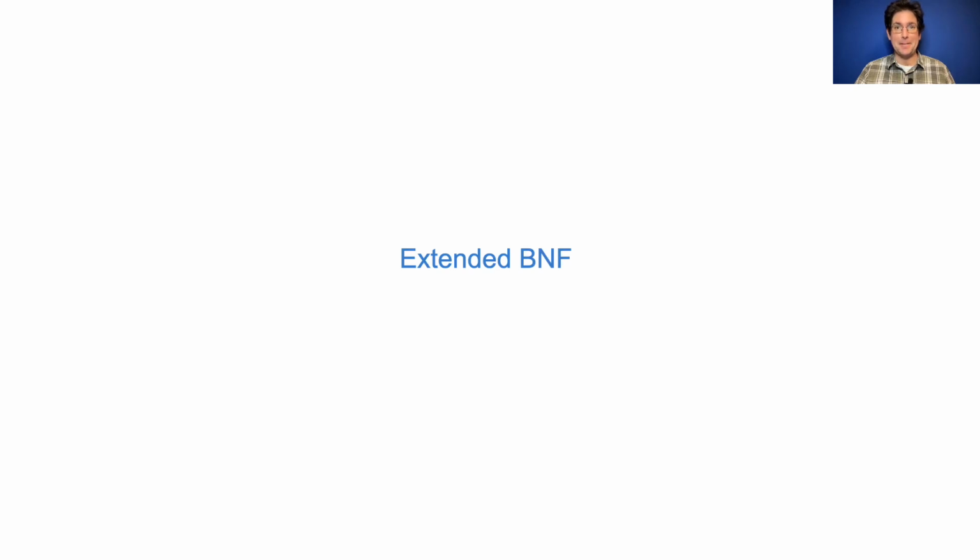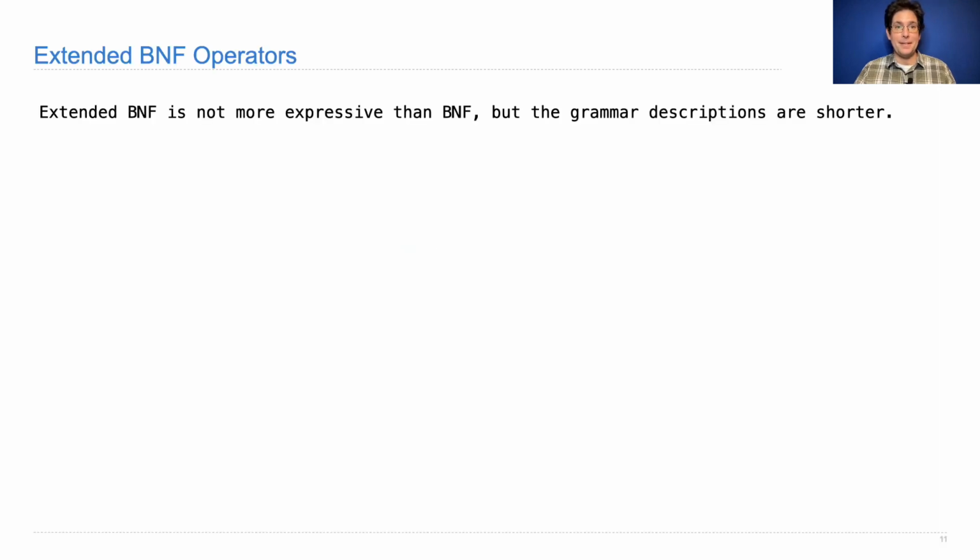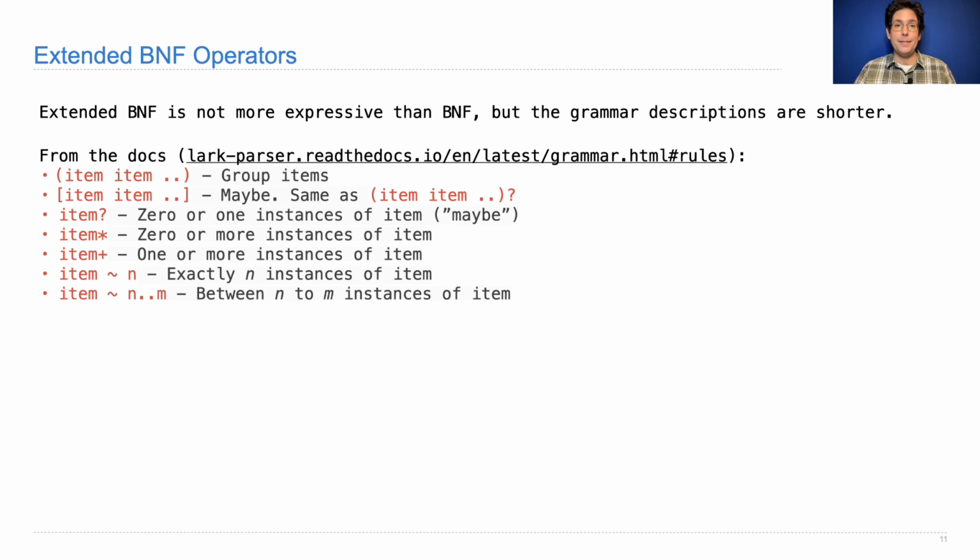Extended Backus-Naur form is just like BNF, but with some convenience. It's not more expressive than BNF, but the grammar descriptions can be shorter, and they might even involve fewer symbols. Instead of carefully going through every item, I'll just show you what the docs are.